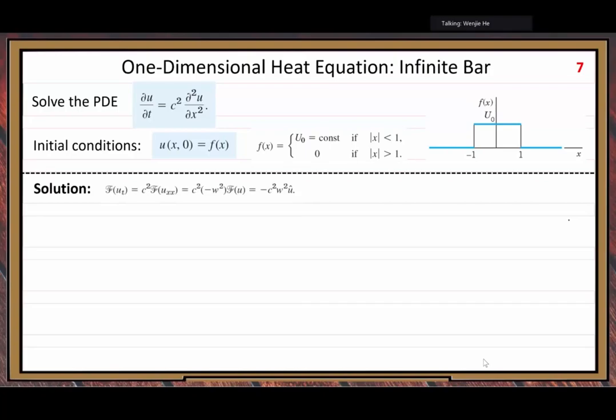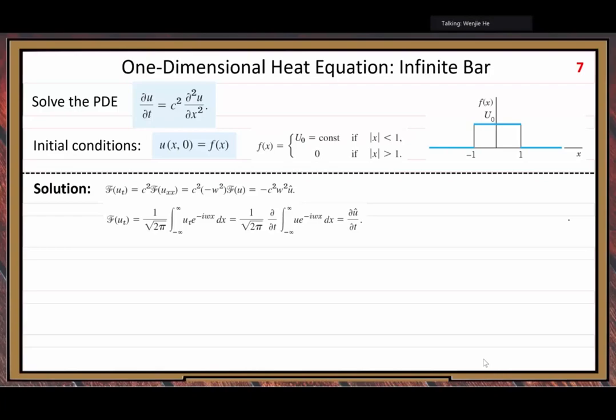So for this case, we apply the Fourier transform to both sides of the PDE. On the left-hand side, the Fourier transform of the second derivative, we have the formula, right? Then the Fourier transform of the partial derivative with respect to t we can calculate by applying the definition of the Fourier transform.